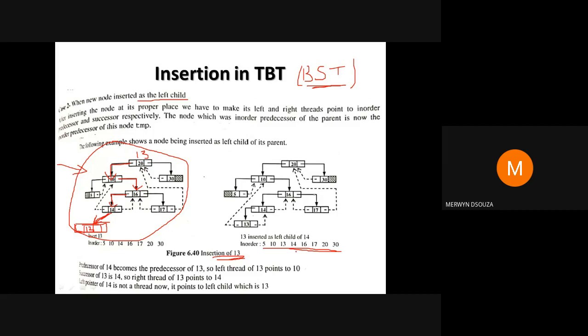Then find the predecessor of 13. The predecessor of 13 is 10. So from the left side, you draw a dashed arrow to the predecessor of 13, which is 10. Then find the successor of 13. The successor of 13 is 14. So from the right side, you draw a dashed arrow to 14. This is how you insert a new node as the left child. Here we have inserted 13 as the left child of 14.